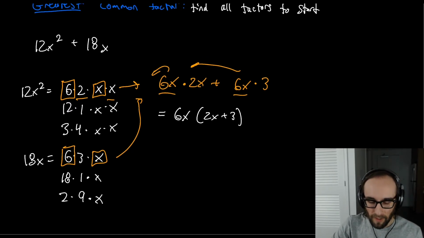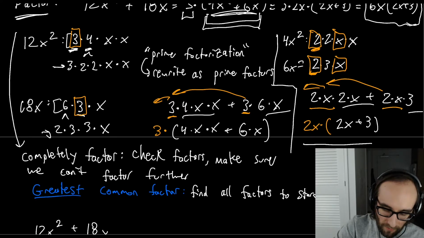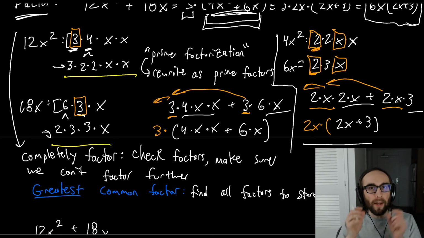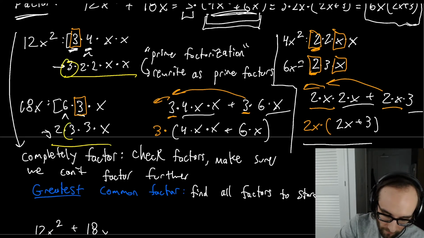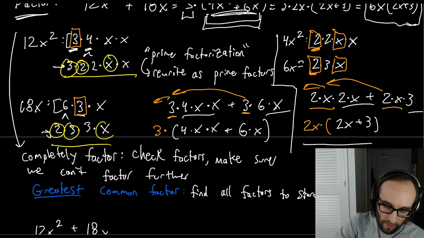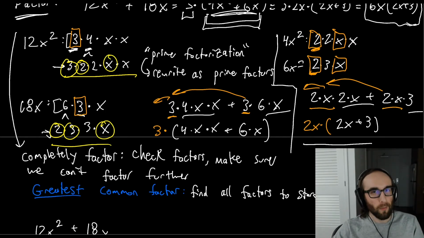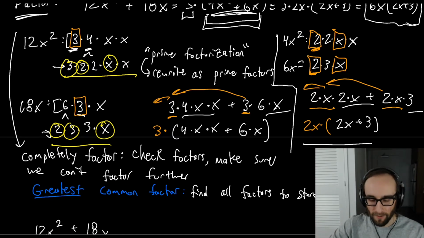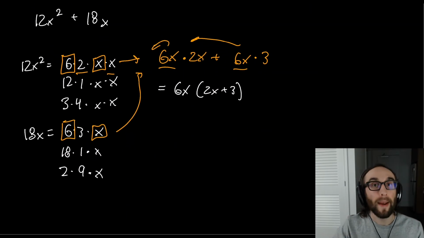Another way to do this is to write the prime factorization. So down here we have the prime factorization, and then find all of the prime factors they share. So they both share a 3, and they both share a 2, and they both share an x. So here you can find all of those, and then we're going to be taking all of those out, which is the same process as just finding 6 as the greatest common factor and taking out the x also. Okay, so that's what we mean when we talk about greatest common factors.